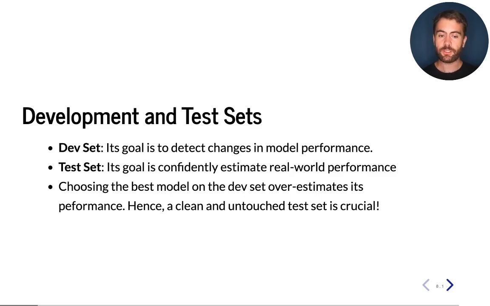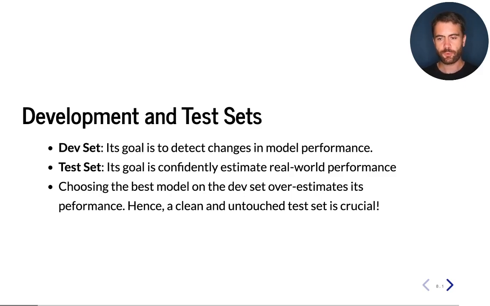Because we repeatedly choose the best model on the development set, we eventually are at risk of overfitting the performance on the development set. So if we perform hundreds of iterations and we always only choose the best model that performs well on the development set, then it is likely that we will be over optimistic, and we're going to be choosing models that perform better on the development set than they perform on the overall data distribution.